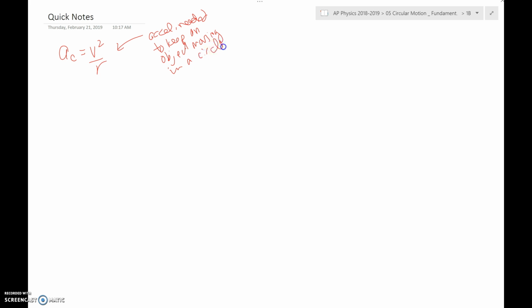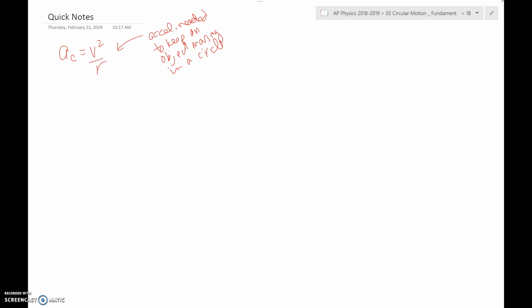And the reason why you have to have one, even if something's moving at a constant speed, is that if it's moving in a circle, it is constantly changing direction. Therefore, you have that acceleration. So basically, even at a constant speed, there has to be an acceleration that keeps it moving in a circle, and that's the centripetal acceleration.